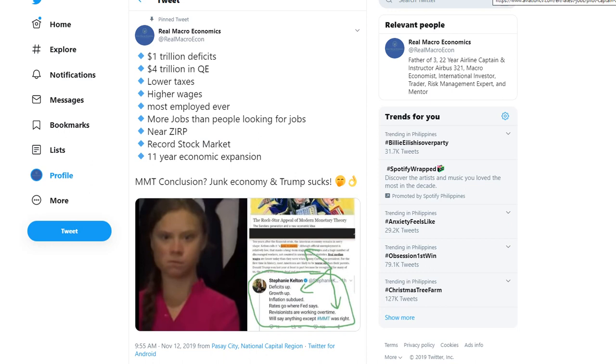We have zero interest rate policy, essentially, right? Negative rates, we were as high as 17 trillion. Now I think it's around $12 trillion worldwide that are negative interest rates. Record stock market, 11-year economic expansion. And guess what? The banks don't have enough money. How the hell do the banks not have enough money? Right? They can't even meet $1.5 trillion reserve requirement.